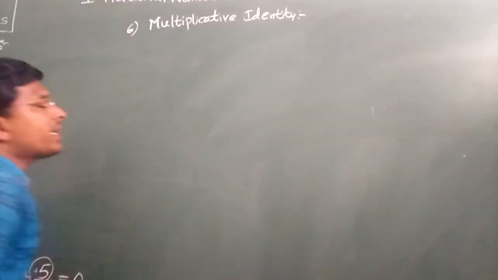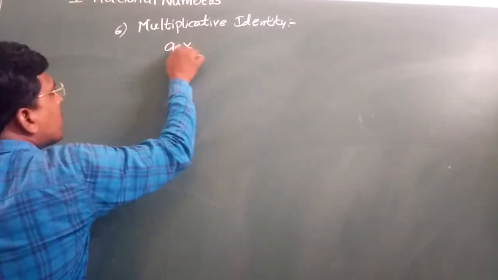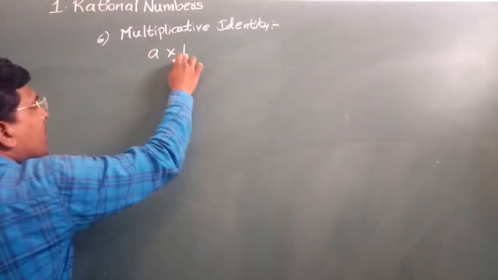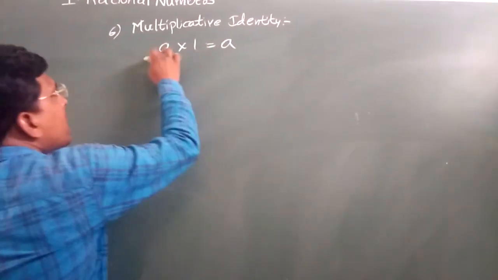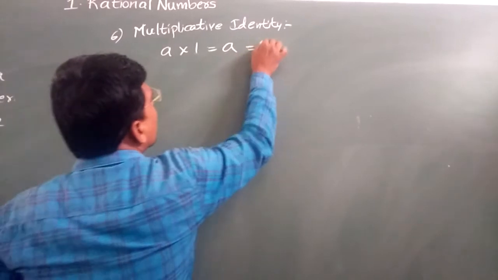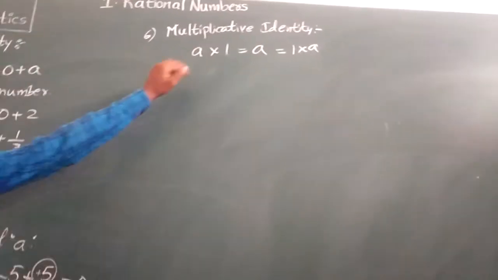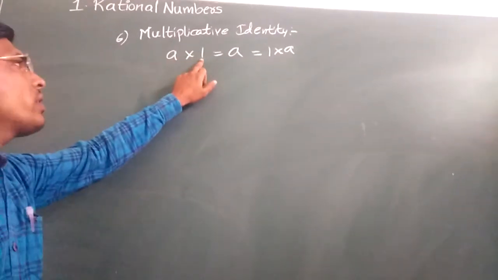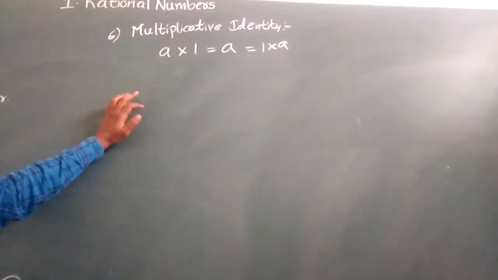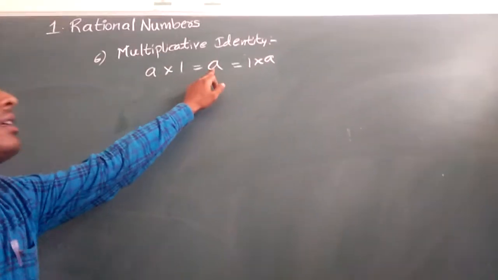So what is multiplicative identity? For example, if you take any rational number and multiply it by 1, you get the same answer. a into 1 is equal to a, or 1 into a is also equal to a. So indirectly it is telling that if you multiply any rational number by 1, you will get the same number.